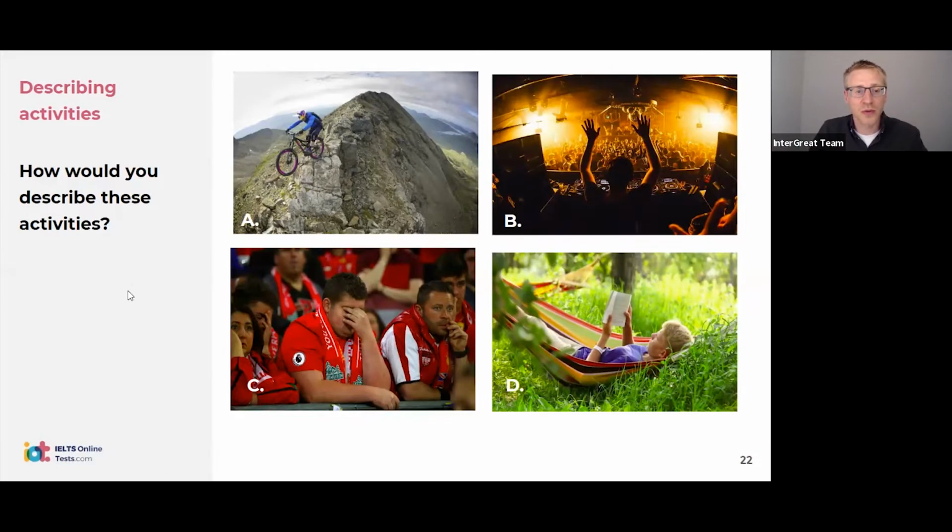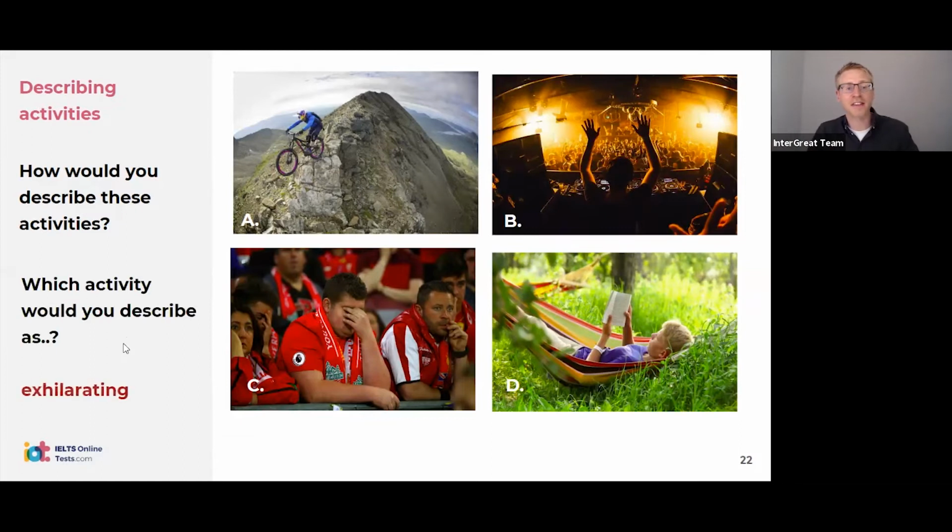Which one would you describe as exhilarating? Exhilarating. It's an adjective. Very exciting. Yep. Some of you saying A, the mountain bike. Some of you saying B, in the club. I think both would be fine. What about relaxing? Which one would you describe as relaxing? Yep. It's gotta be D.